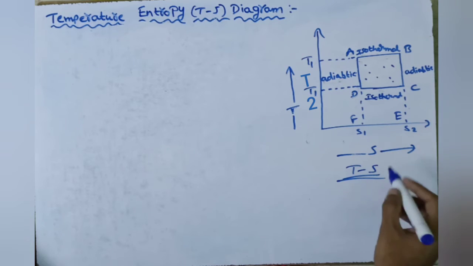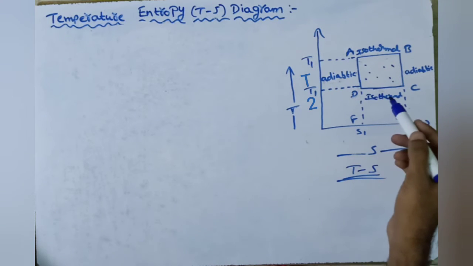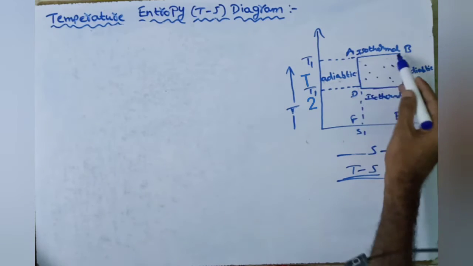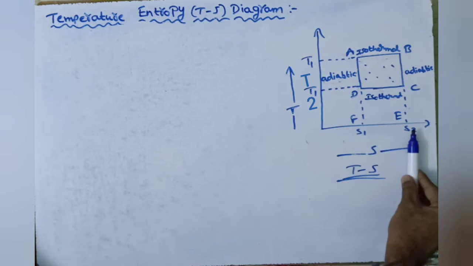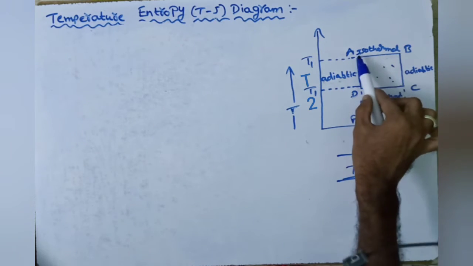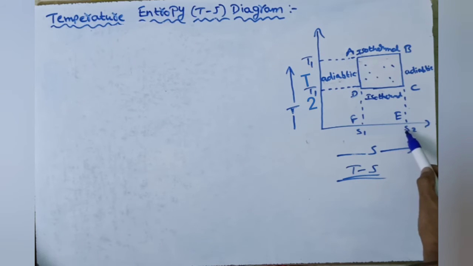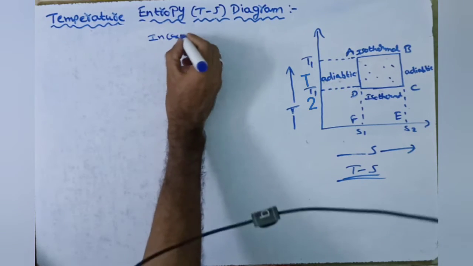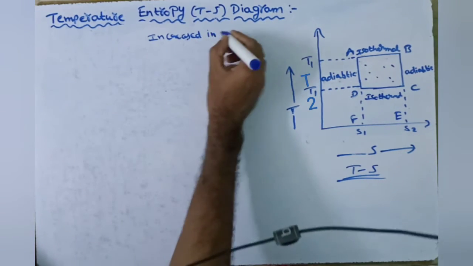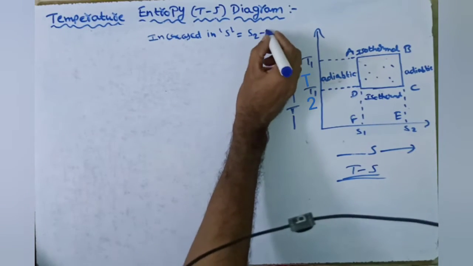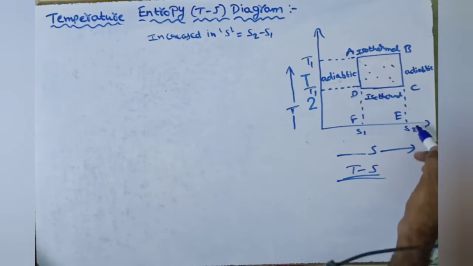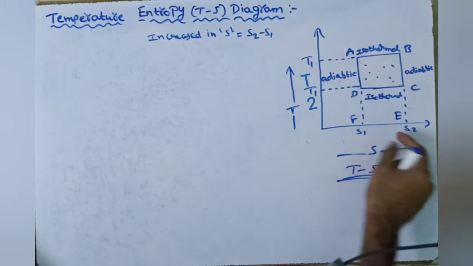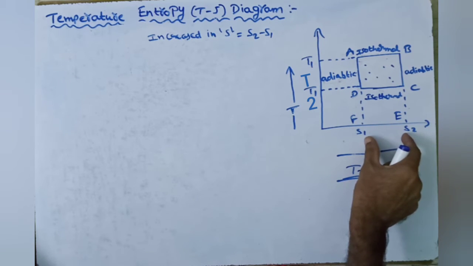By using this diagram, we can calculate the efficiency of the engine or the efficiency of the reversible process. Here in the isothermal process AB, the entropy is changed from S1 to S2. The increase in entropy is equal to S2 minus S1. This amount of entropy is increased.